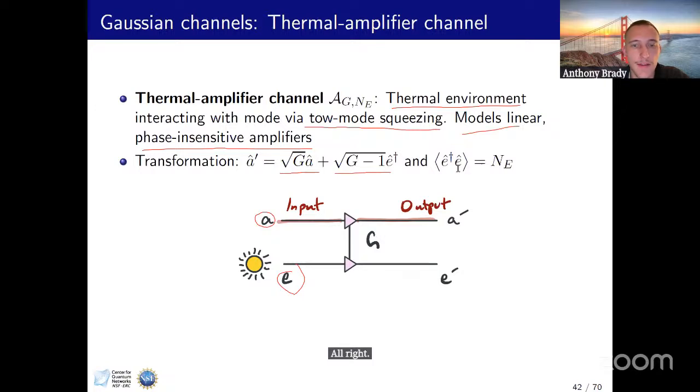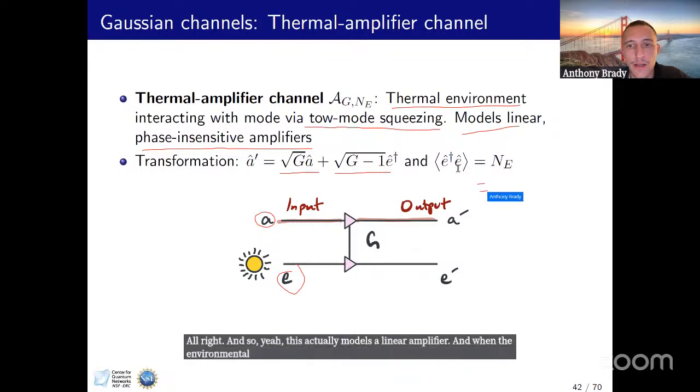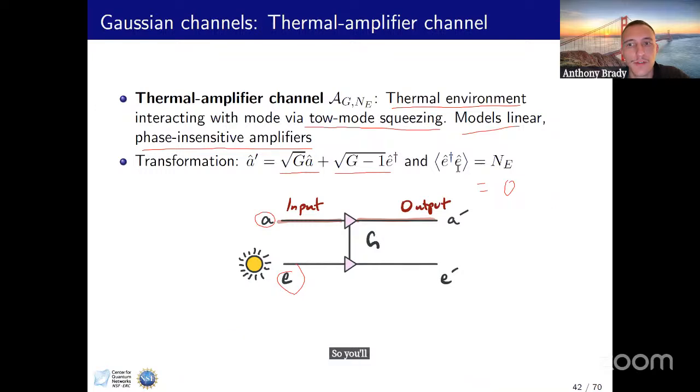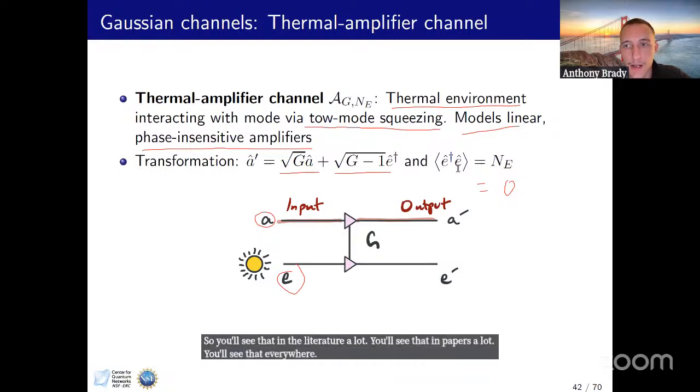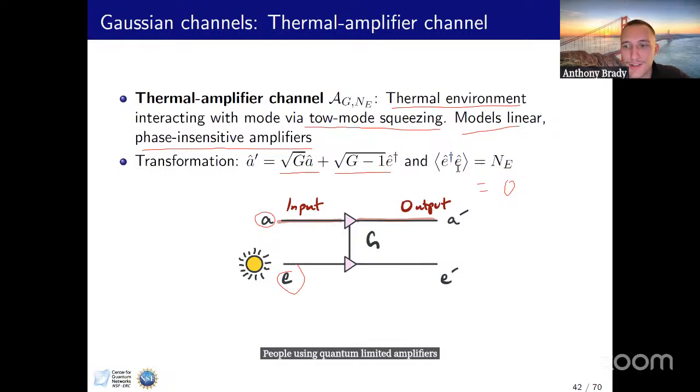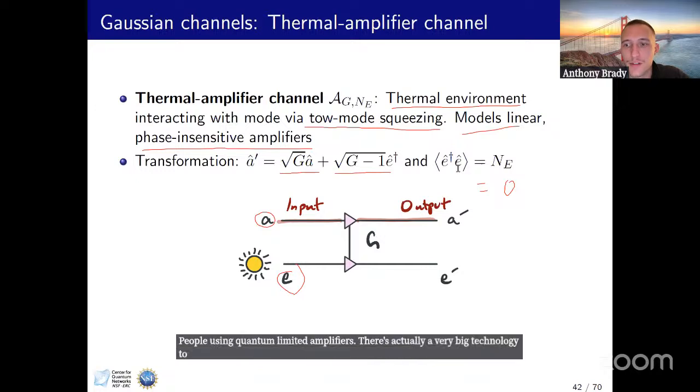And so yeah, this actually models a linear amplifier. And when the environmental mode is in vacuum, when N equals zero, this is often called a quantum limited amplifier. So you'll see that in the literature a lot. You'll see that in papers a lot. You'll see that everywhere, people using quantum limited amplifiers. There's actually a very big technology to amplify very weak signals, which is to do low noise quantum limited amplification.